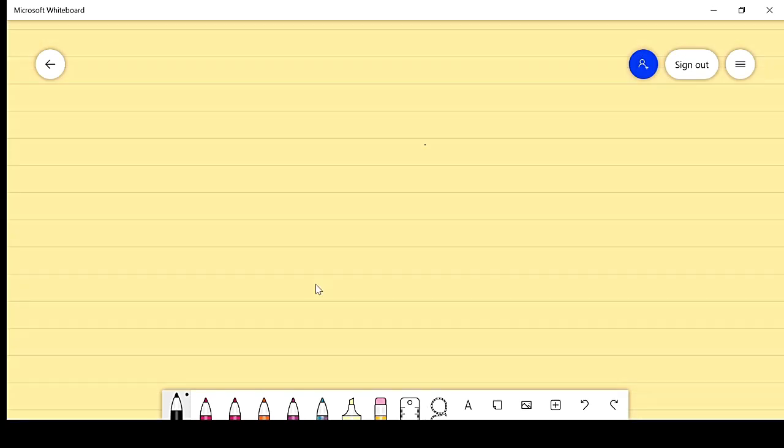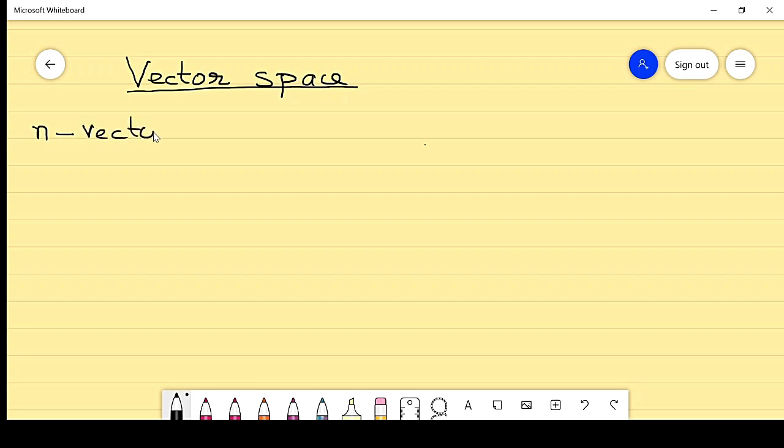I am going to start the vector space. So what is the definition of vector space? First, n vector. Let us just understand the concept. First is n vector. An ordered set of n numbers is called an n vector.